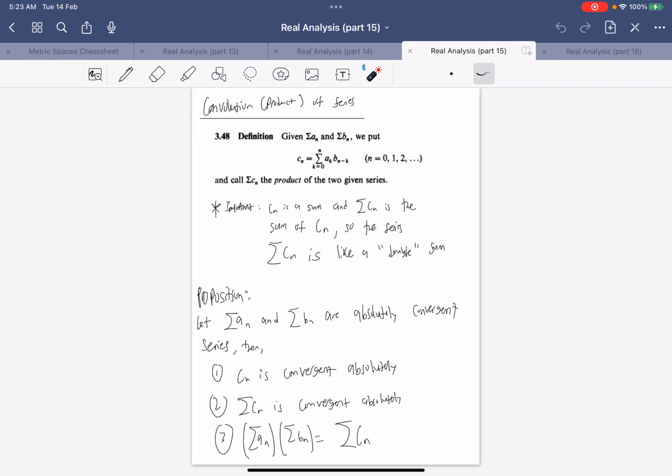One thing to take note of is that if both the series a_n and b_n converge absolutely, and it's important that it's absolutely here, then c_n will converge absolutely, and the series c_n will also converge absolutely, and the series c_n will equal the series of a_n times the series of b_n. That's why it's known as the product of two given series.